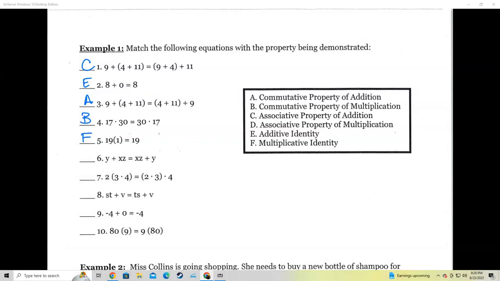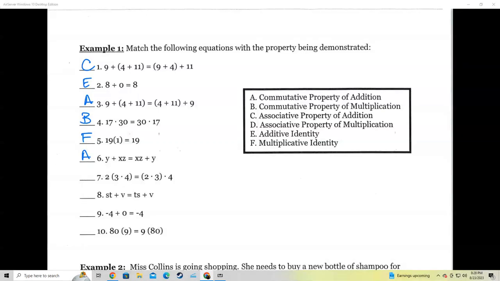On number 6, y plus xz is equal to xz plus y. Did the numbers switch? I got y, x, z and x, z, y. They definitely did. So I know this is commutative property. And it looks like what switched was the adding part of it. So I was adding the y plus xz, and then it changed to xz plus y. So I'm going to go ahead and say that that's commutative property of addition, letter A.